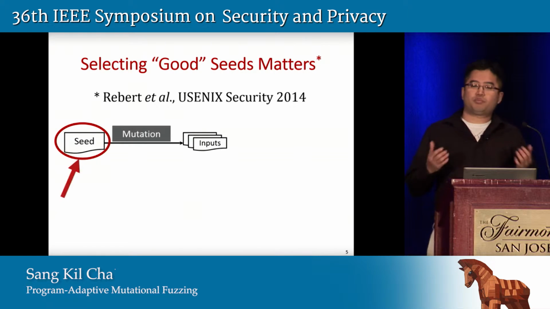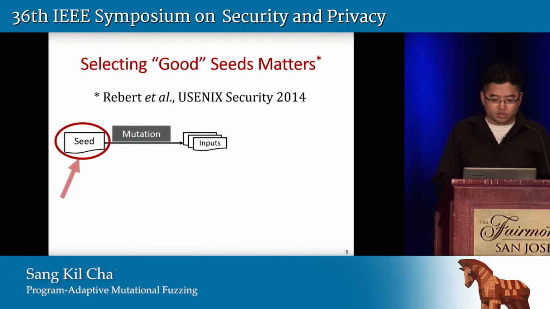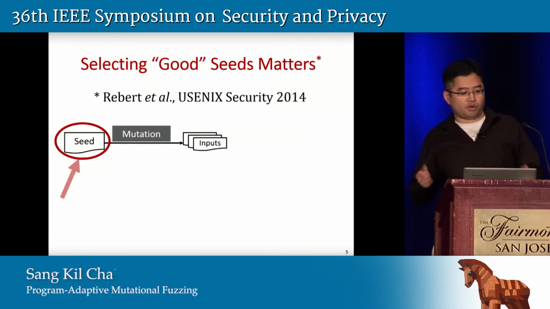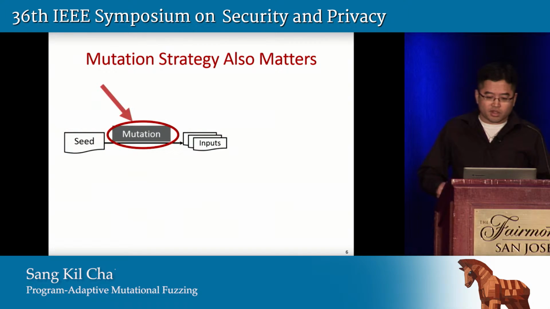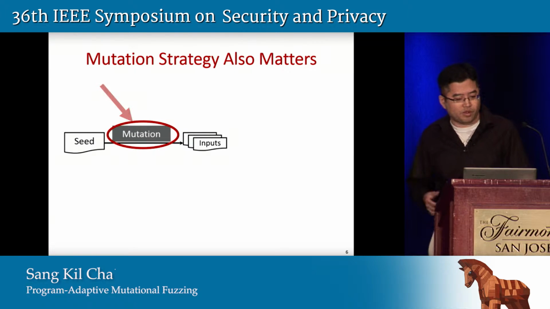For example, one of our previous works in this line of research showed that selecting good seeds matters. By selecting a good seed, we can generate a good set of test inputs that triggers lots of software bugs. And similarly, selecting a good mutation strategy also matters. Given the same seed, different mutation strategies will result in different sets of test inputs.